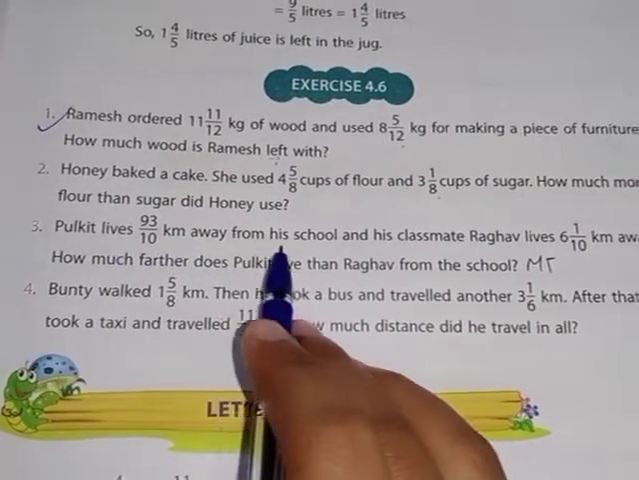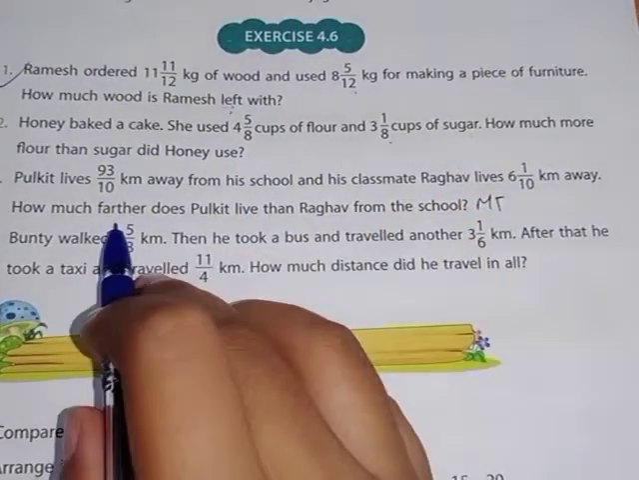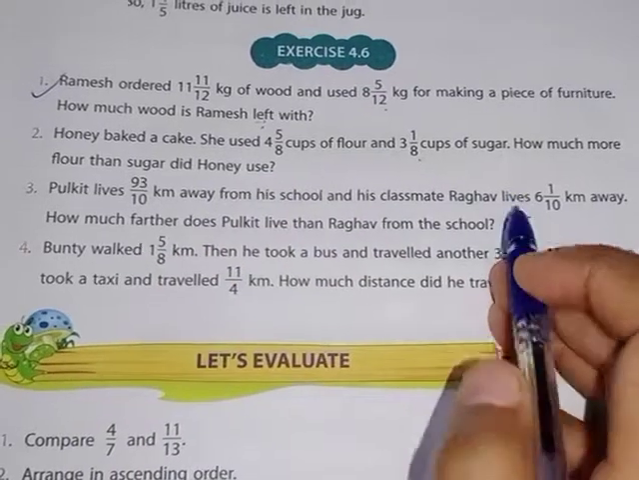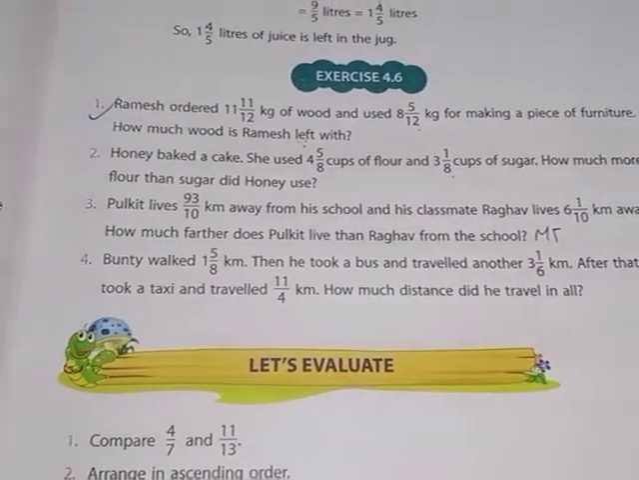Pulkit lived this much kilometer away from school and Raghav lived this much kilometer away. How much far Pulkit and Raghav? Simple difference between Pulkit and Raghav's house, that is 93 upon 10 minus 6 whole 1 upon 10.